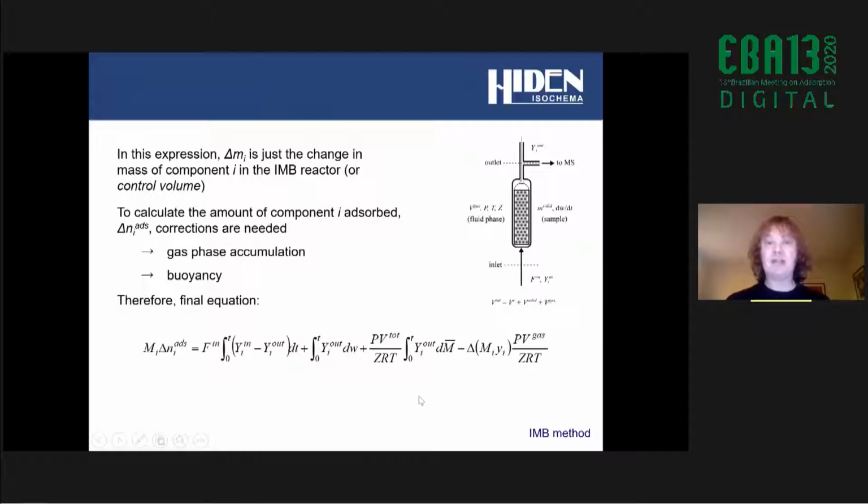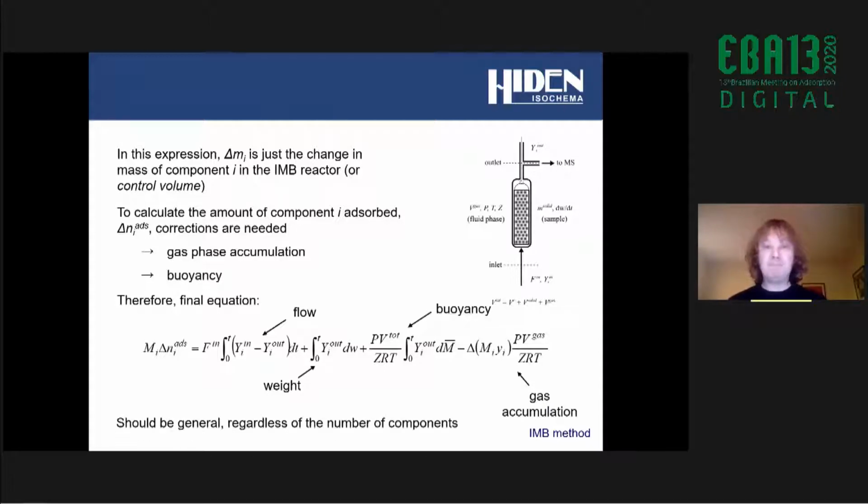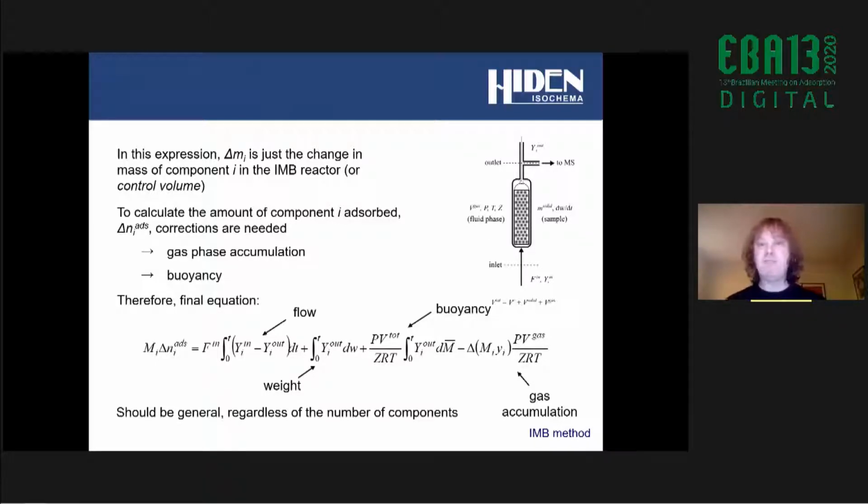So rather than just the previous 2 terms, we have 2 additional terms. So we now have 1 integral for flow, 1 integral for weight, that's the weight measured by the microbalance. Then we have an integral that accounts for the buoyancy, and then finally a subtracted gas phase accumulation term. Now it's important to note that this is general regardless of the number of components. So I'm focusing on binary mixtures in this talk, but in principle this should apply to ternary or higher mixtures as well.